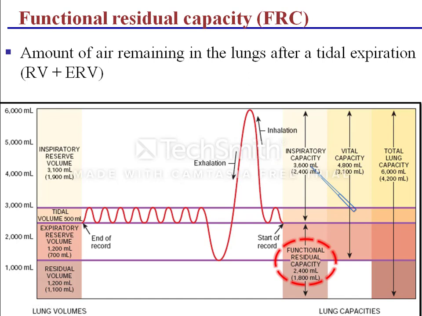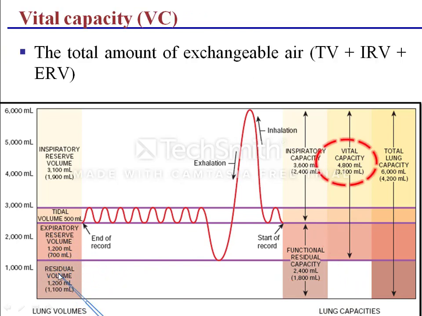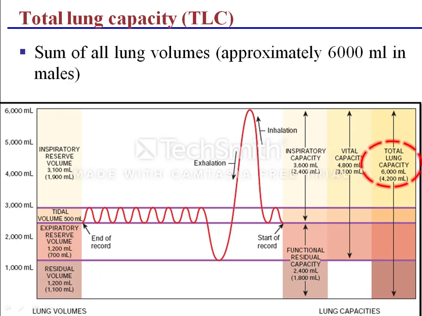The amount of air remaining in the lungs after a tidal expiration is called functional residual capacity, and it is the sum of expiratory reserve volume plus residual volume. Vital capacity, the total amount of exchangeable air, is the sum of tidal volume plus inspiratory reserve volume plus expiratory reserve volume. Total lung capacity is the sum of all lung volumes, approximately 6000 ml in males.